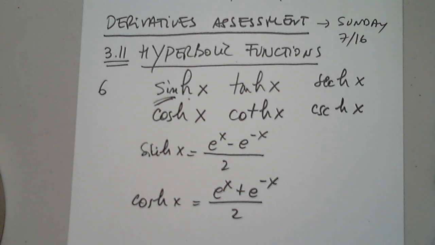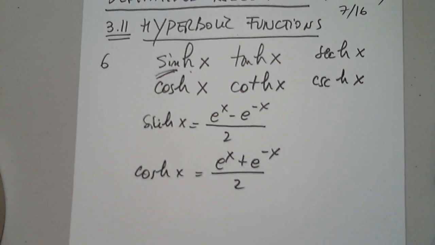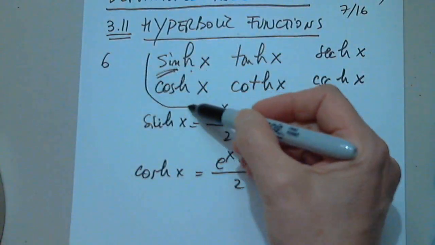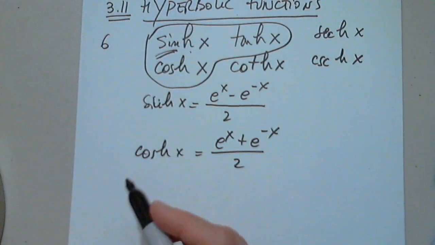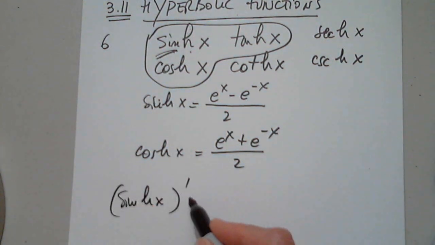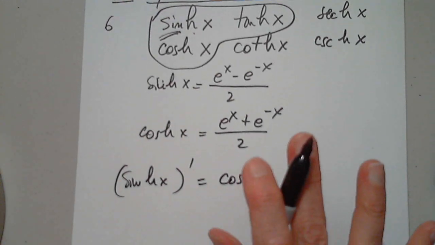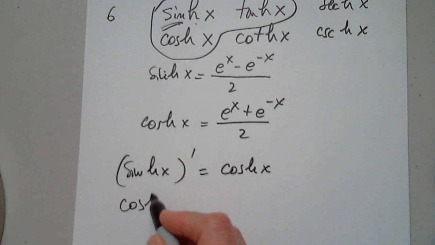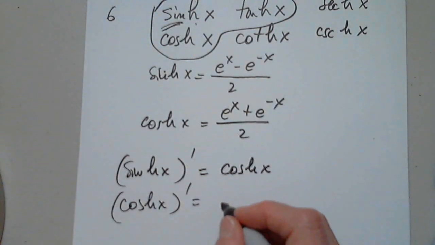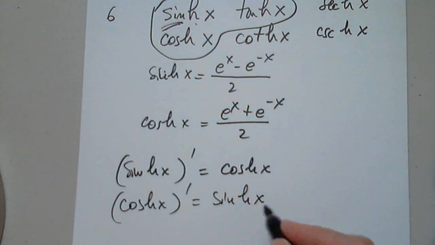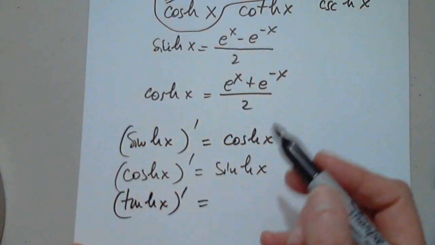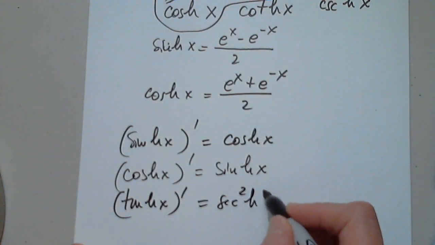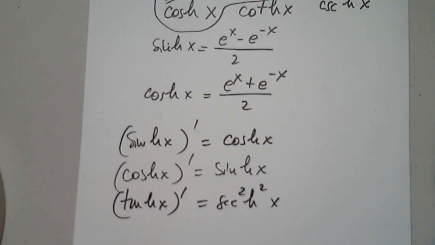Now we're only going to look at these three. That's all I need. The rest you can use tables for, but I want us to remember that the derivative of hyperbolic sine is hyperbolic cosine, and here's the only difference: the derivative of hyperbolic cosine is not minus, but plain hyperbolic sine x. The tangent is the same. The derivative of hyperbolic tangent is secant squared. Oh, I didn't mean it there. I need the square after the letter H, not before.